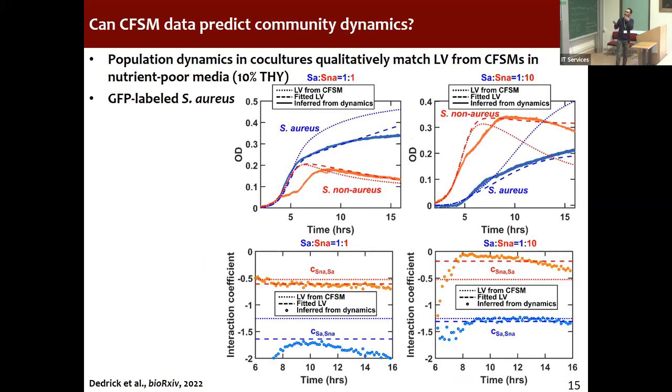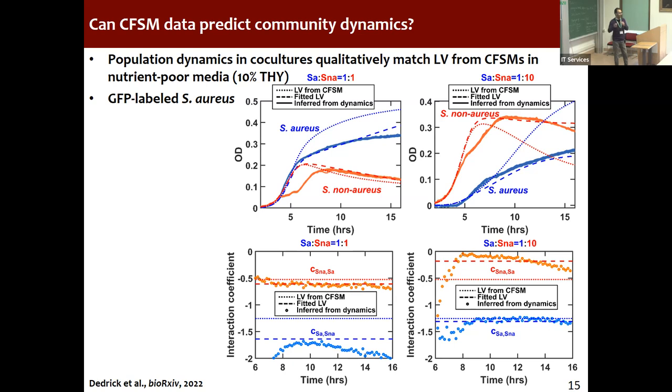So we also ran co-culture experiments to see whether this holds. We have come up with this Lotka-Volterra type model, and we wanted to see if it is relevant at all or not. All of these are coming from spent media. So we put two species, Staph aureus and Staph epidermidis, which I call here Staph non-aureus, in the same environment.